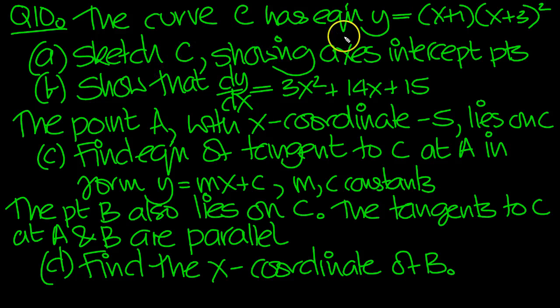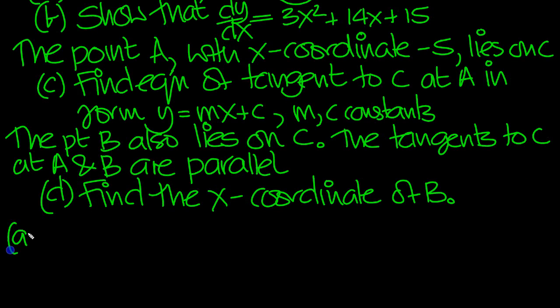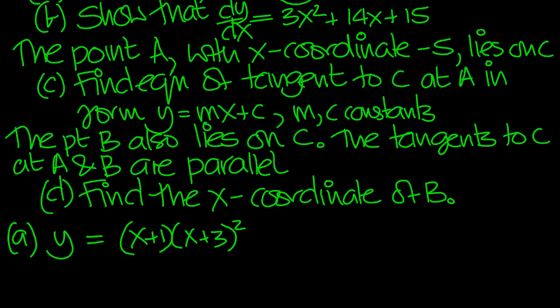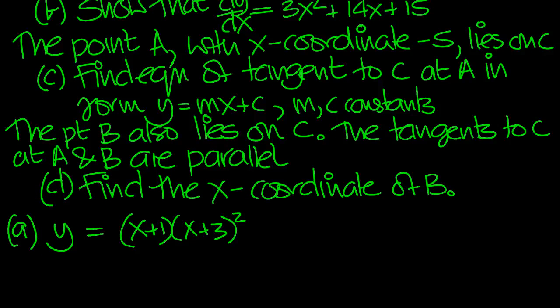So the first thing is to sketch C. It's a cubic curve, isn't it? If you expand this in your mind's eye, you get x cubed, so we know what an x cubed looks like characteristically. So part A, y equals x plus 1 times x plus 3 squared. I'll go back up and have a look, just to make sure I've copied it down correctly. Yeah, that's fine. So we need to sketch this then.